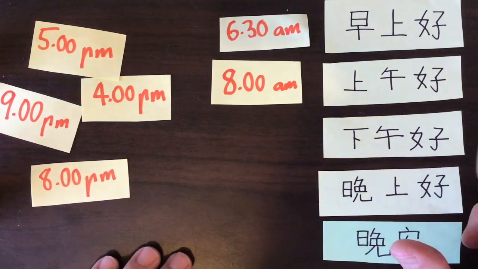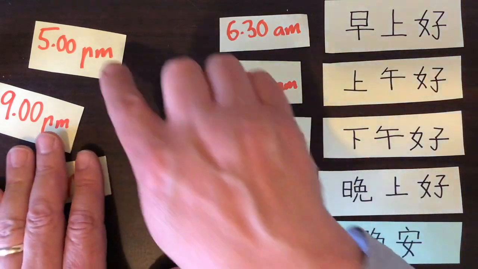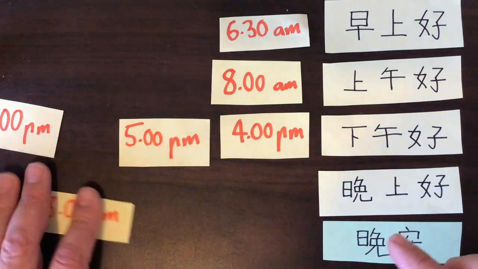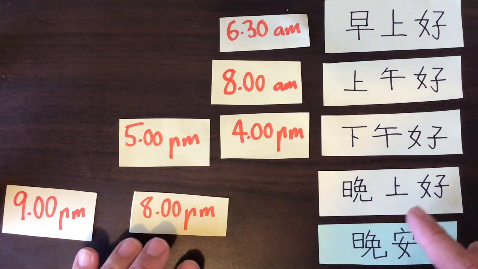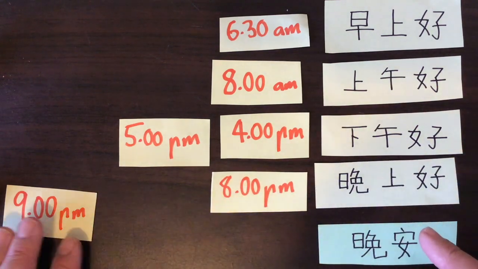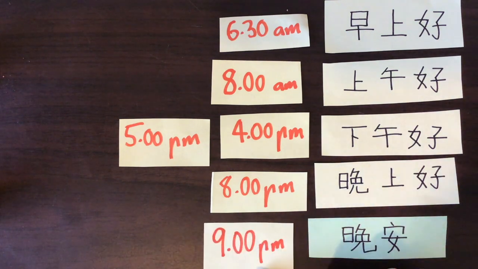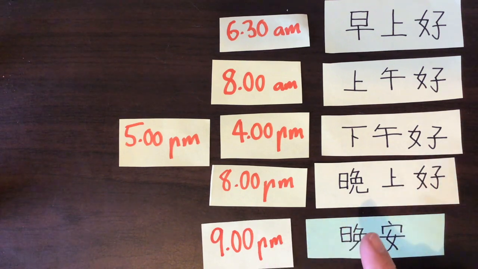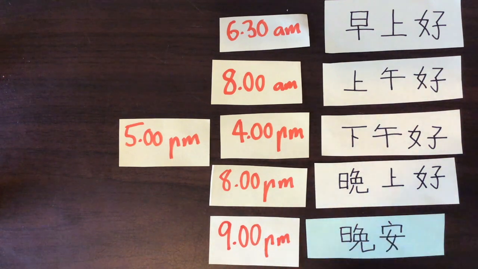Now, Xia Wu Hao, afternoon, 4 p.m. Xia Wu Hao as well as 5 p.m. Xia Wu Hao. Then we've got two others. 8 p.m. Wan Shanghao. So, good evening, Wan Shanghao. And good night. Well, this depends on whether you're going to sleep or not, but generally most people, we hope, go to bed at around 9 o'clock. Usually, maybe not. Wan An, good night. Okay, that's it.